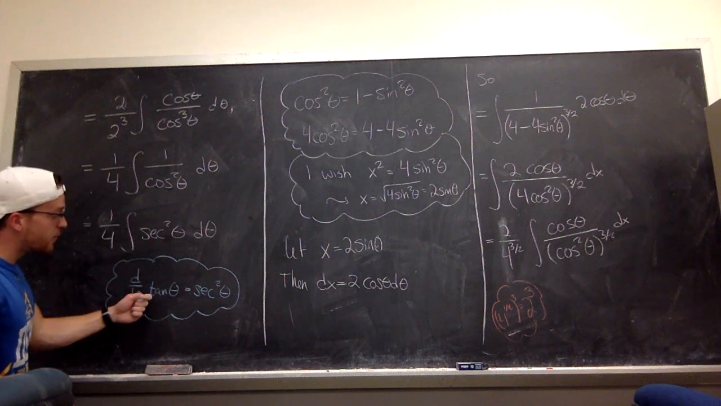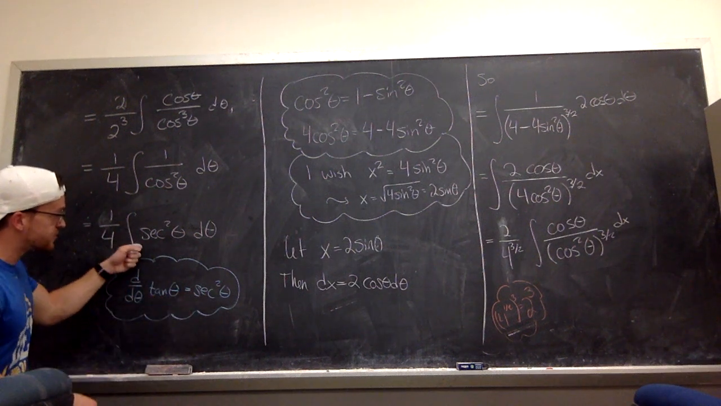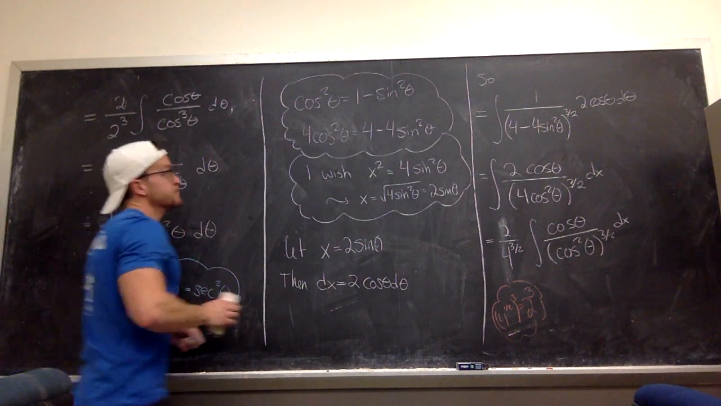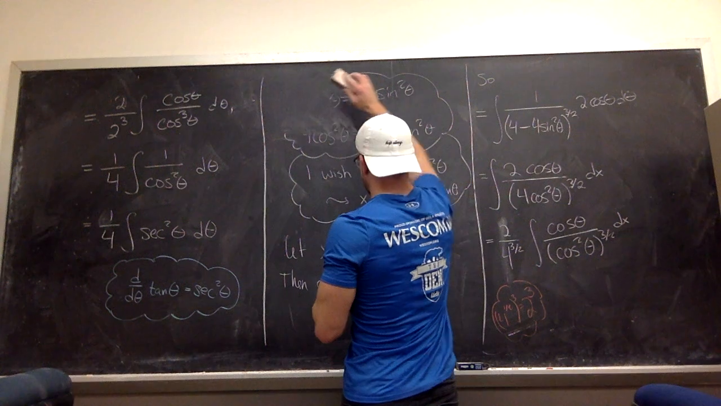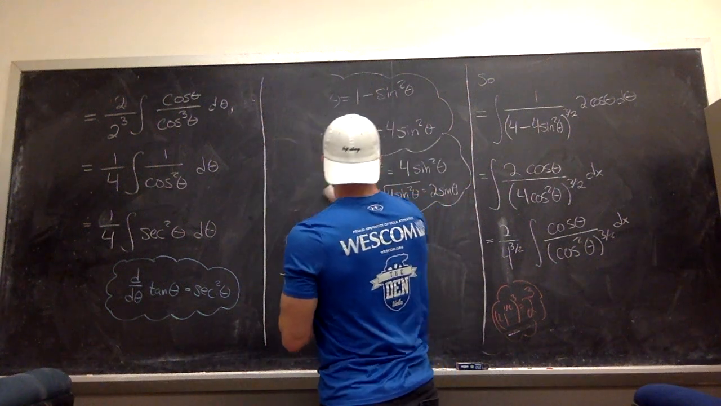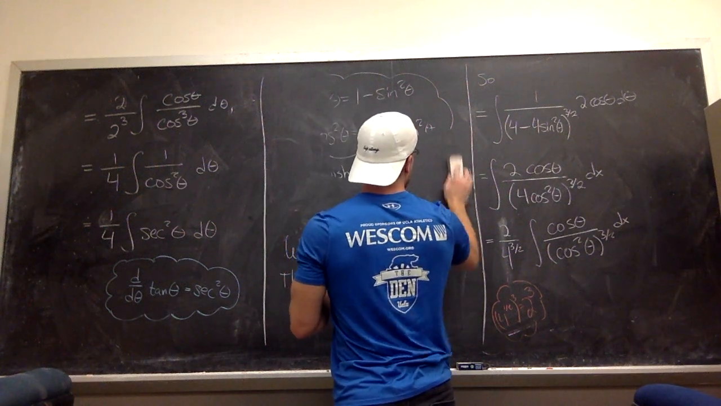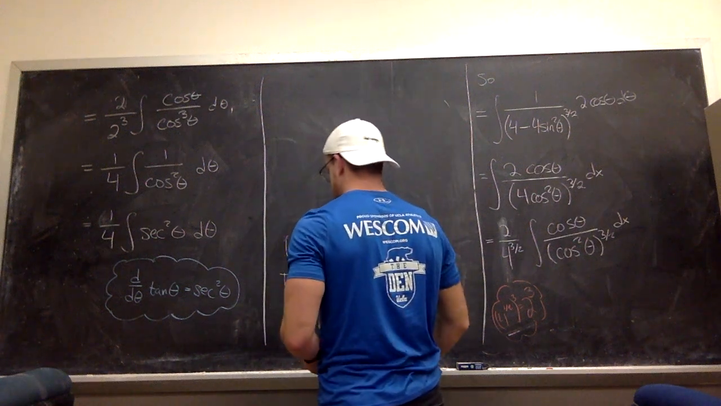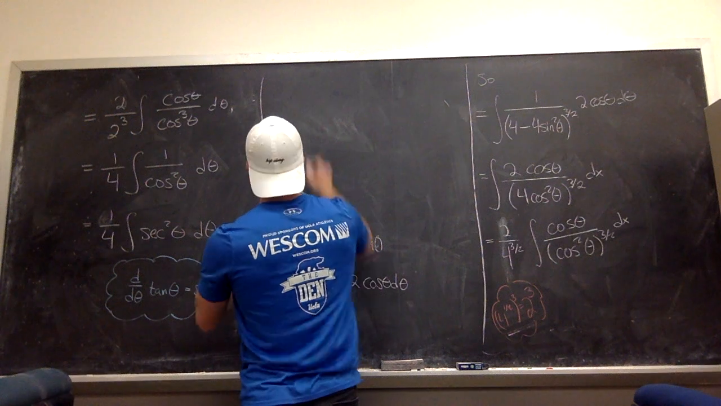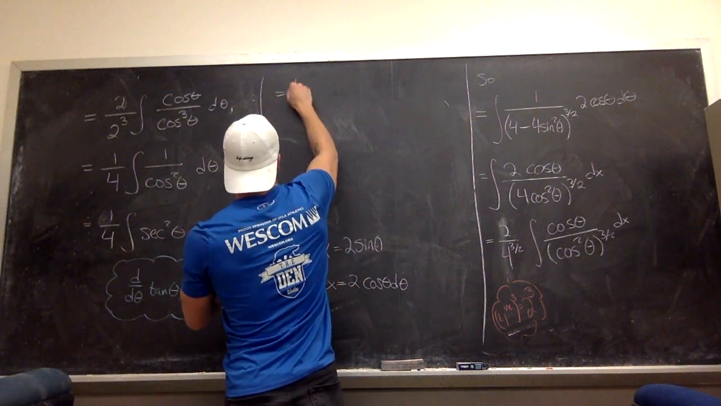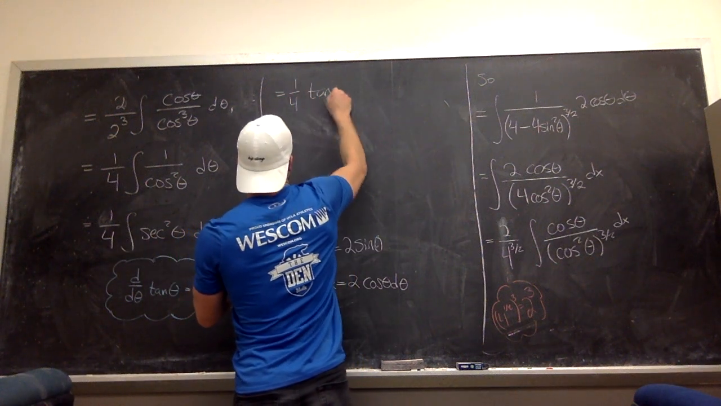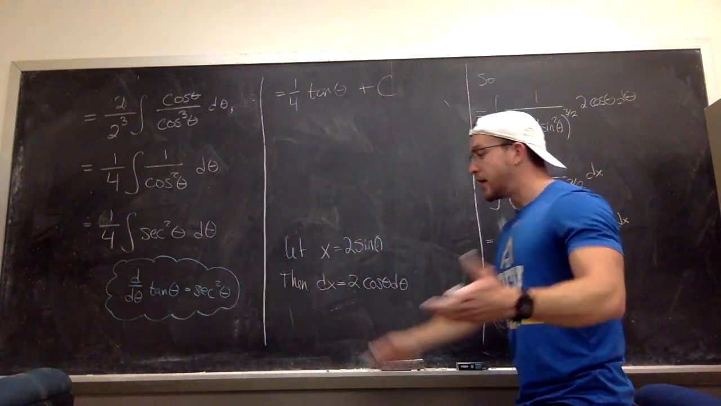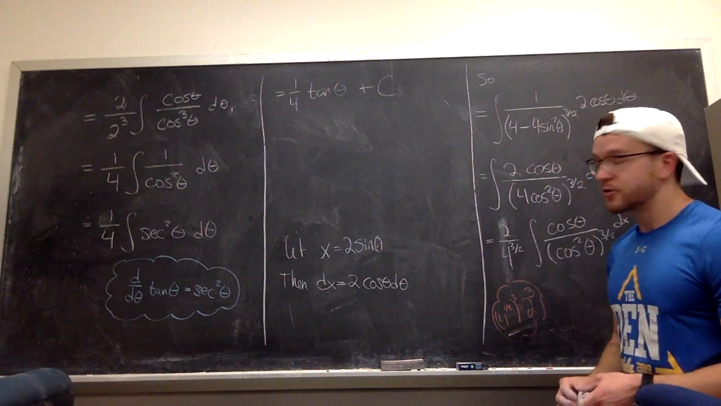So I look at this, I remember that the derivative of tangent is secant squared, which tells me that the antiderivative here is just tangent. So I've got 1/4 tangent theta, add a plus C for good measure, and we've succeeded in doing the integration.